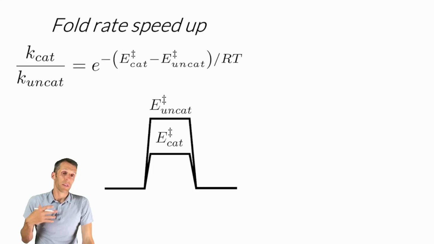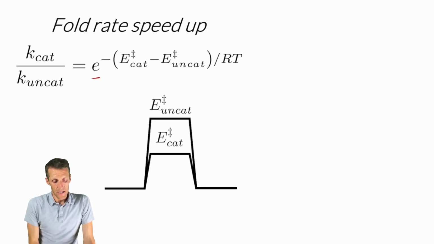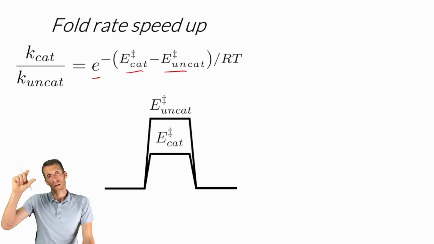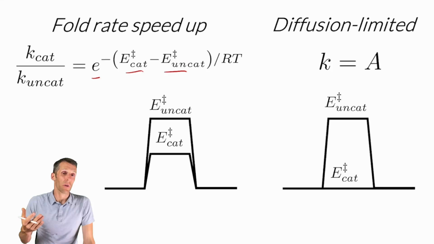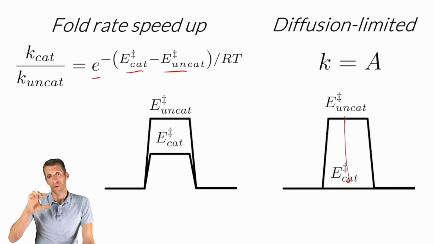So summarizing the overall ideas from this video, we can talk about things like the fold rate speed up for an enzyme. That's just going to be e to the change in the height of the energy barrier over RT. That's going to give you the rate of the catalyzed reaction over the uncatalyzed. And we've said that eventually a reaction could become diffusion limited in the case where there is no more energy barrier that's actually present for the enzyme.